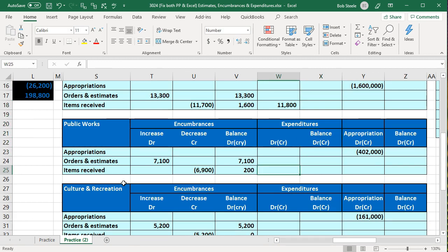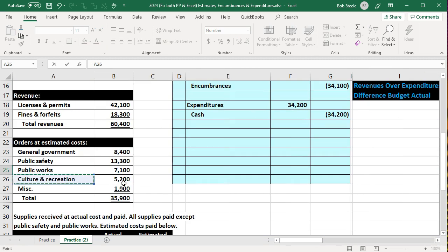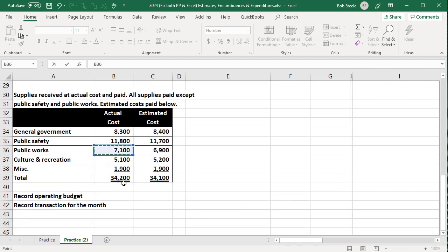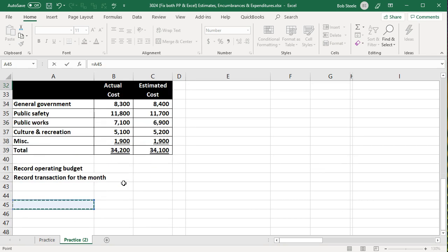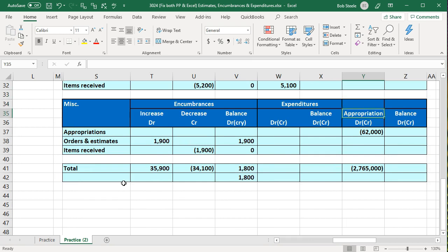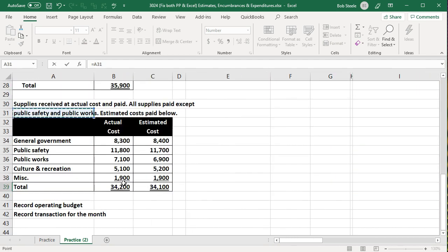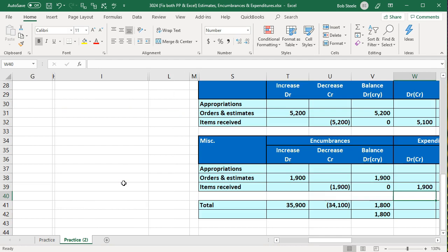Then we're in the public works. We're in W25, equals, scrolling to the left, public works actual amount is going to be that 7,100, and enter. And then we're going to go down to the culture and recreation, equals, scrolling to the left, scrolling down, culture and recreation. We want the actual amount, 5,100, enter. Then finally, miscellaneous in W39, equals, scrolling to the left, and the miscellaneous actual amount, 1,900.